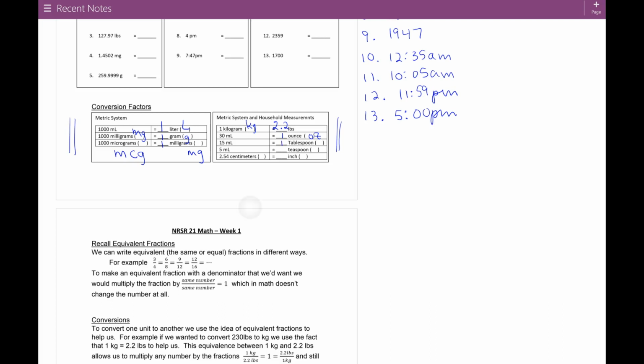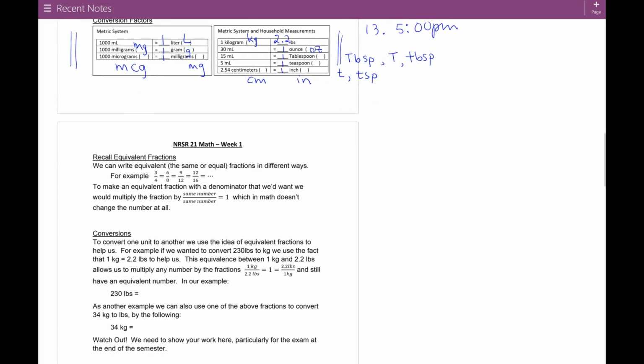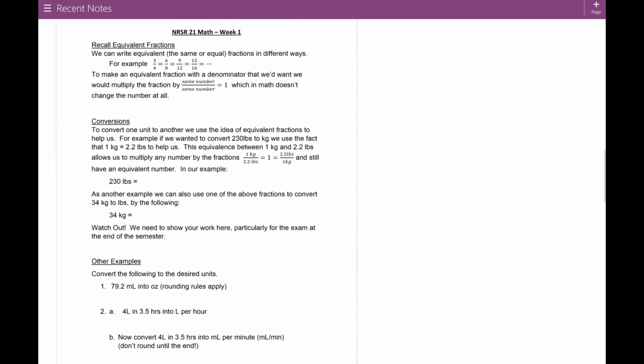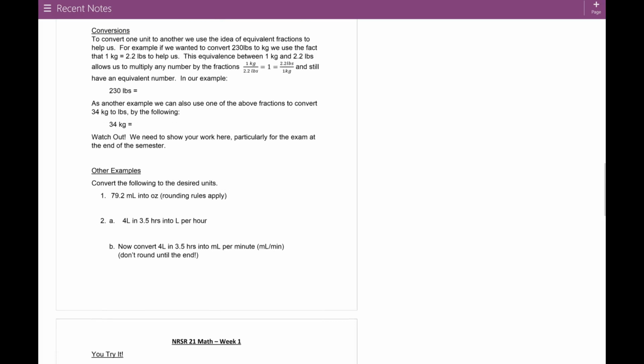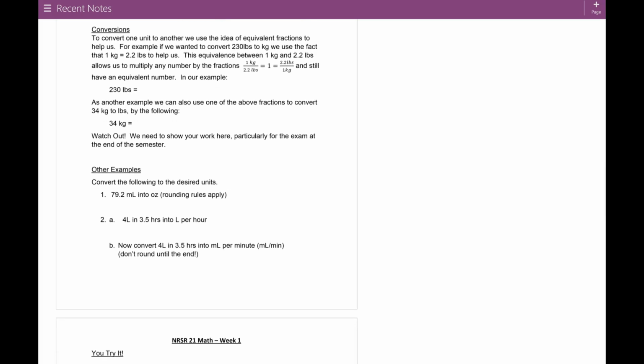15 milliliters is 1 tablespoon, and you might see this as TBSP or capital P or TBSP without the capital T. 5 milliliters is 1 teaspoon, so you're going to see that as lowercase t or TSP. And then 2.54 centimeters is 1 inch. You might end up using that calculation if you're in pediatrics and measuring babies. So then we have some conversion writing here that you can read on your own, but I want to do a couple of examples with you.